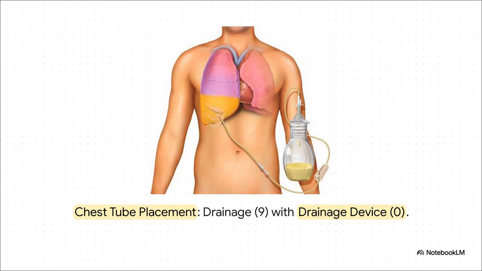Oh, and one quick, super important note on the pleural space. If a physician performs a chemical pleurodesis to artificially fuse the pleura and obliterate that space, you code it as destruction, character 5, or insertion, character H. That depends entirely on the specific chemical agent used.